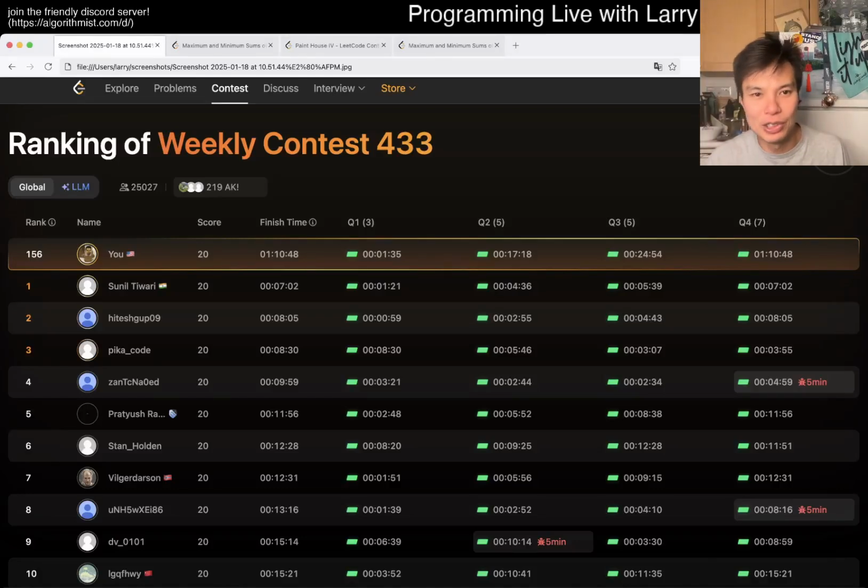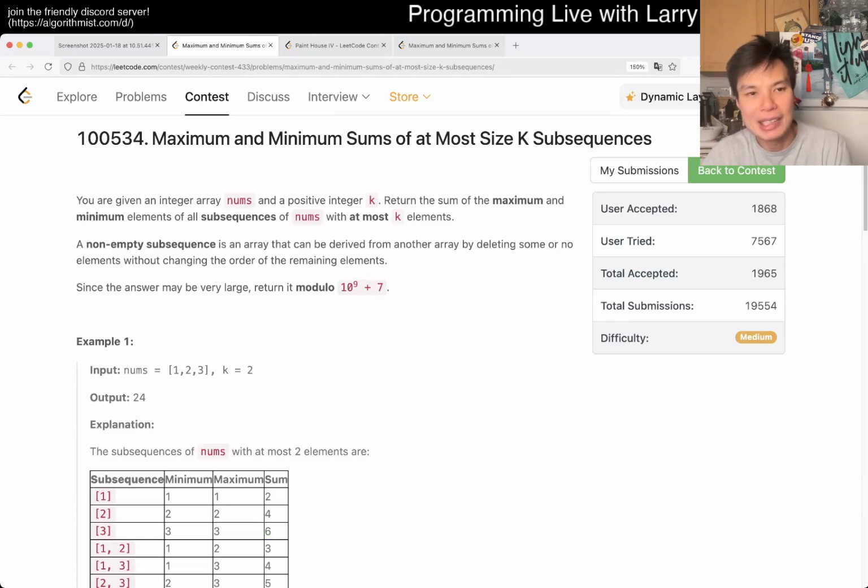This is me going over Q2 of the weekly contest 33, maximum and minimum sums of subsequences of size at most K.